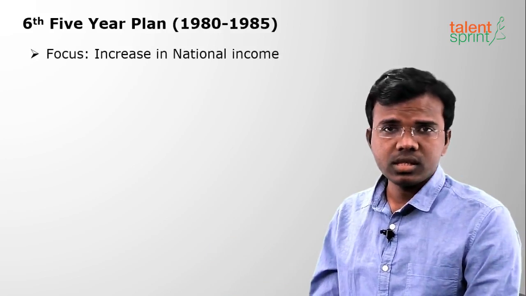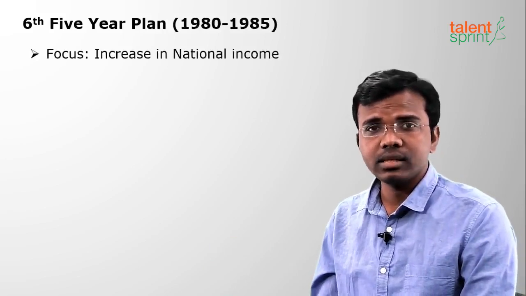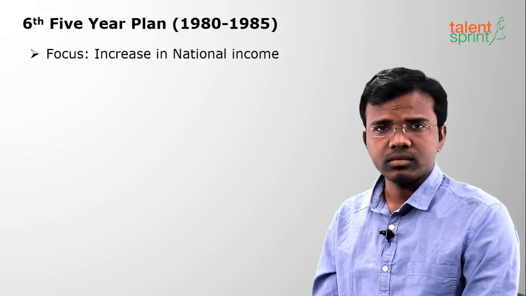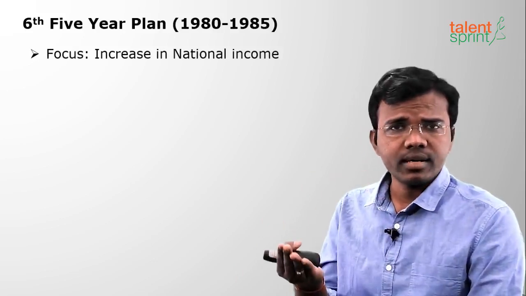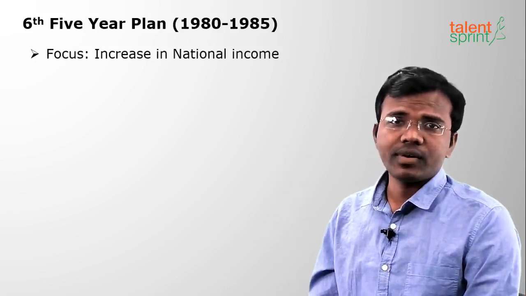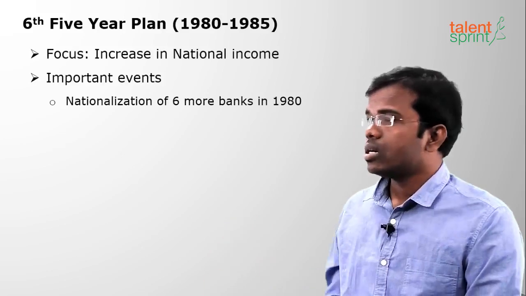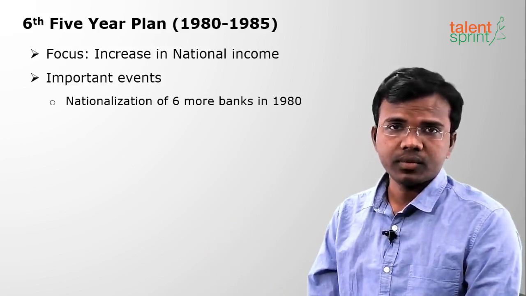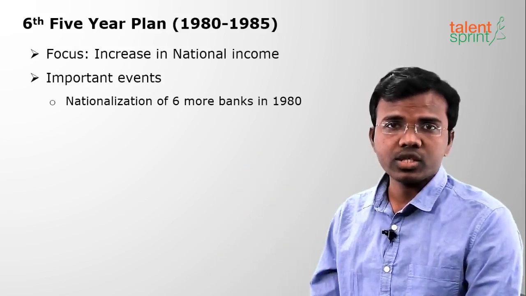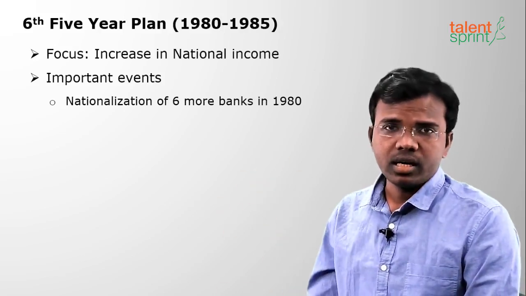So the focus of this 6th 5-year plan is increase in the national income of the country. Because national income calculates the income of all the people in the country, whether he is from primary sector or secondary sector or tertiary sector. So increase in national income is the focus of the 6th 5-year plan. And the important event during the 6th 5-year plan was nationalization of 6 more banks in India. So earlier 14 banks were nationalized in 1969, later 6 more banks were nationalized in the year 1980. Okay, total 20 banks were nationalized with this.